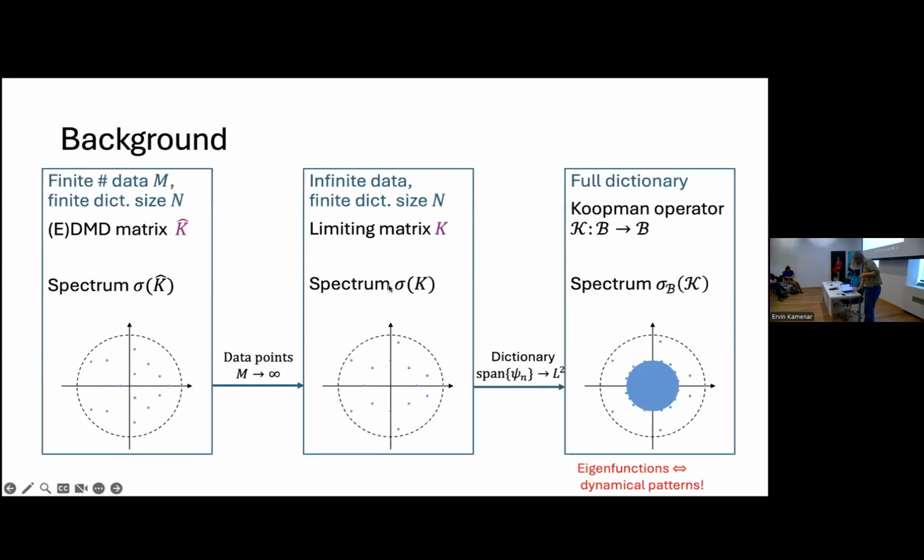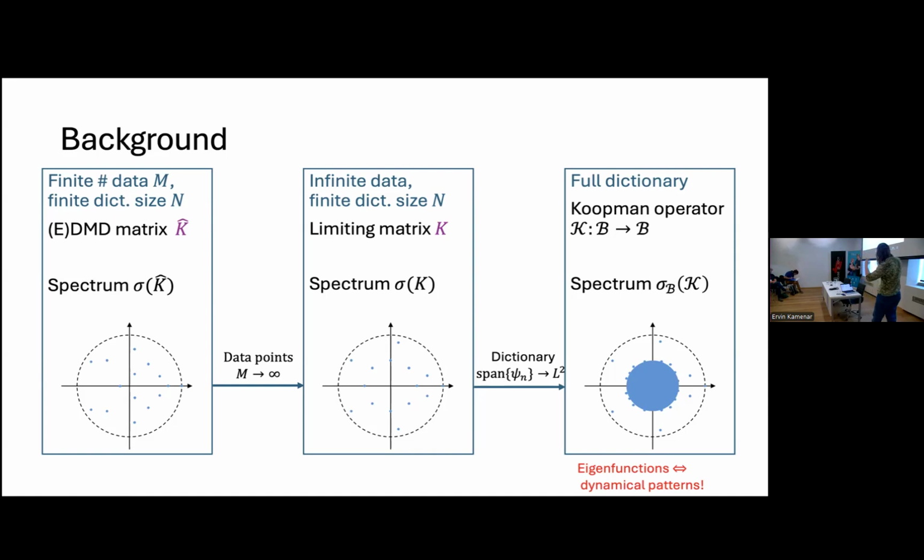So what I'm going to talk to you about is error analysis in, let's say, DMD or EDMD or this kind of thing, eigenvalue problems in general. And in particular the spectral analysis, spectral error analysis.